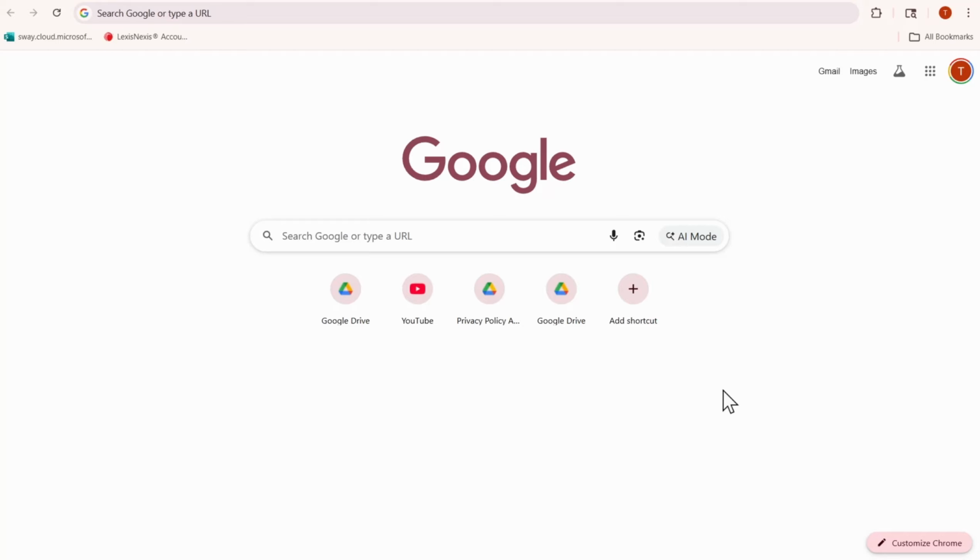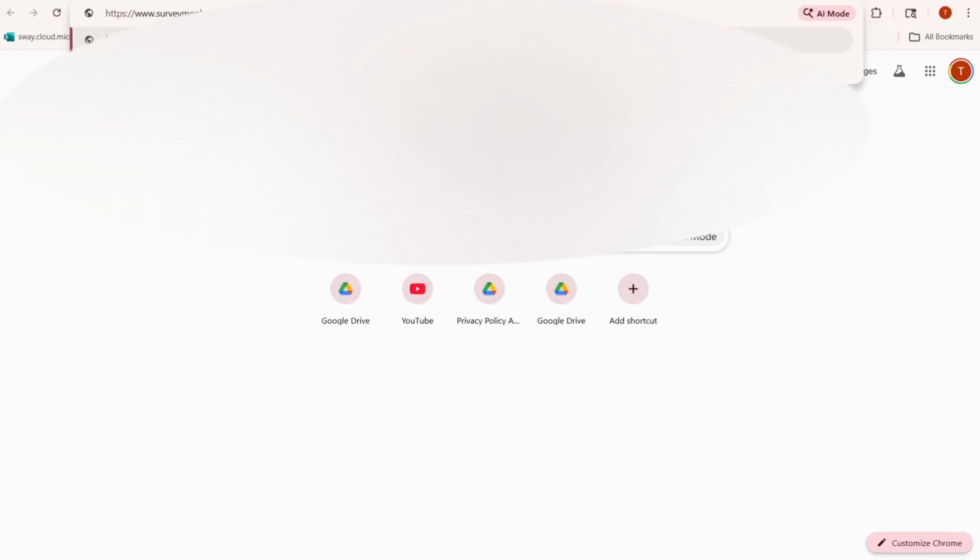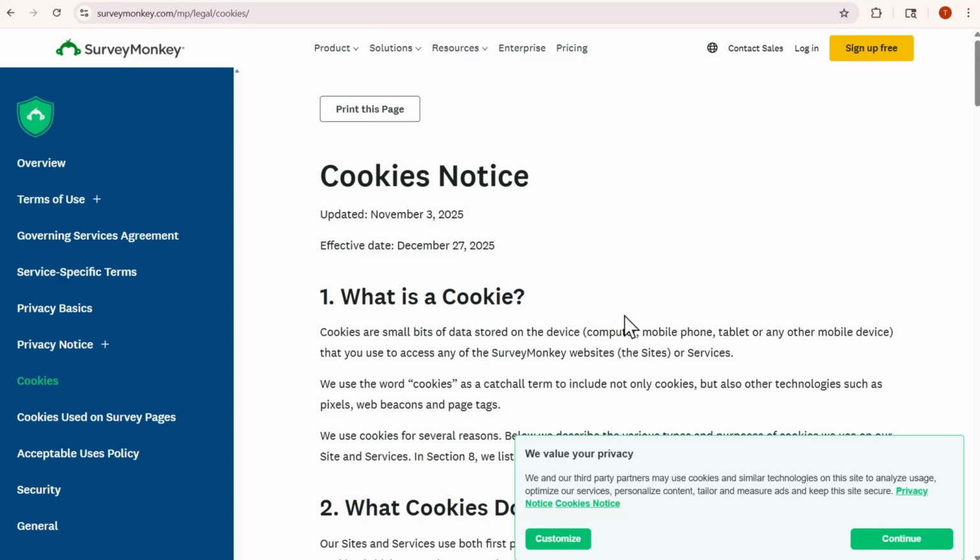Today's review, we're going to be looking at cookies. Cookies are considered personal data because the definition of personal data is any information that identifies an individual. So let's walk through the cookie consent flow.